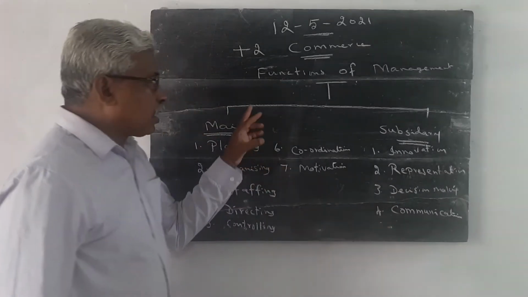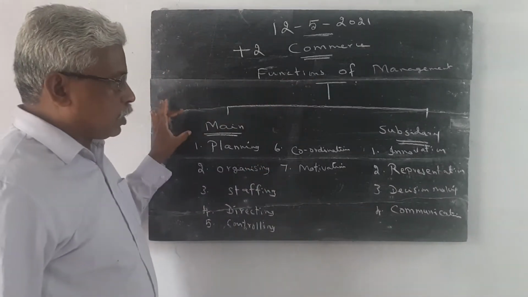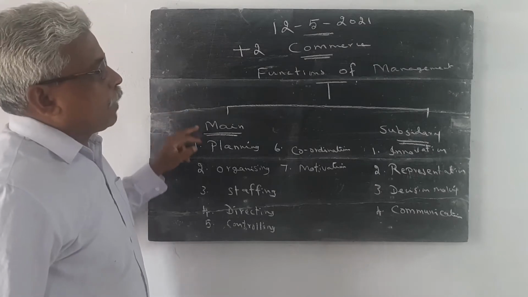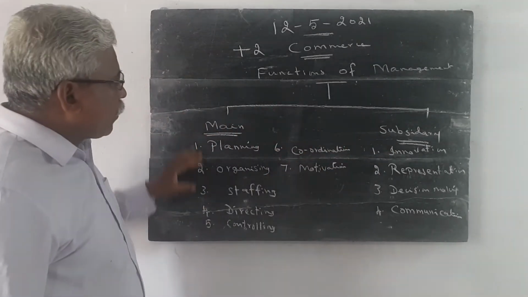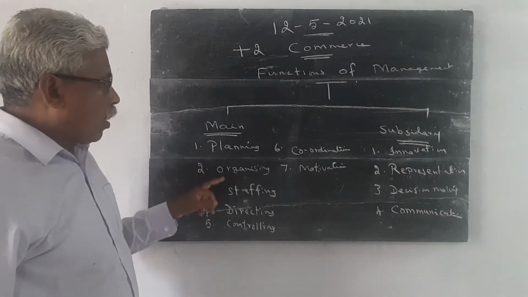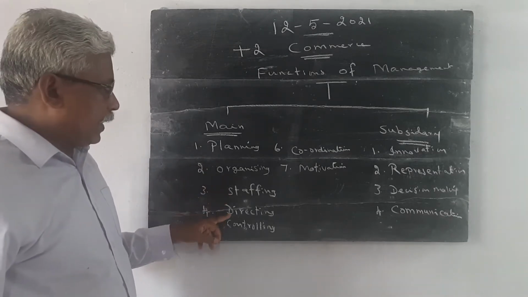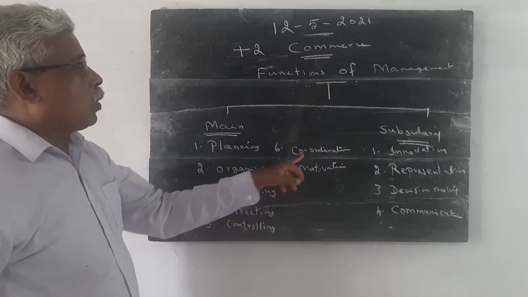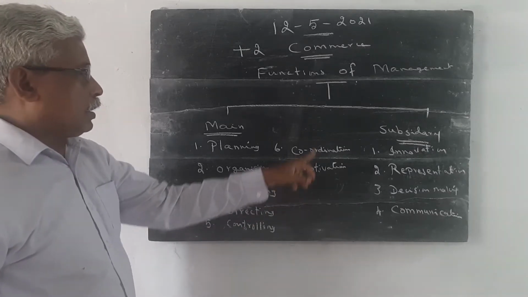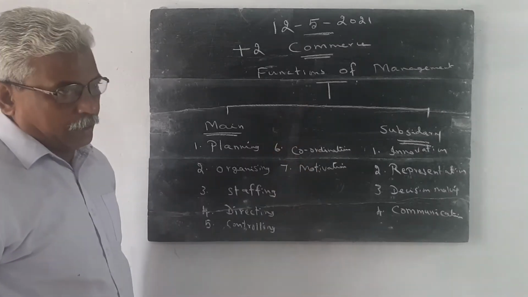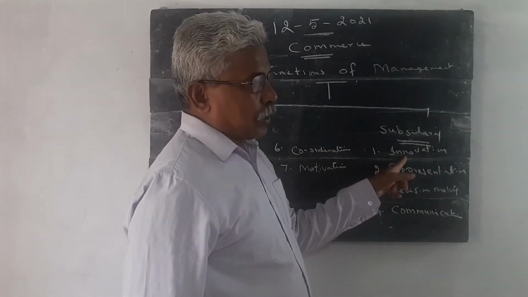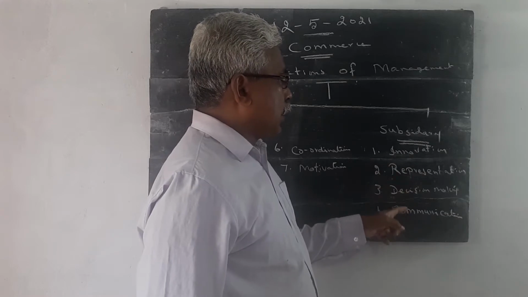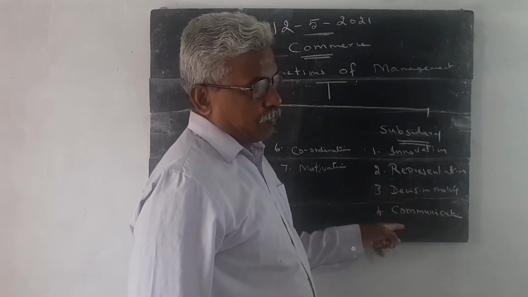So the functions of management are classified into two. Number one, main function, and number two, subsidiary functions. Main functions are planning, organizing, staffing, directing, controlling, coordination, motivation. These are the main functions of management. Subsidiary functions of management are innovation, representation, decision making, communication.